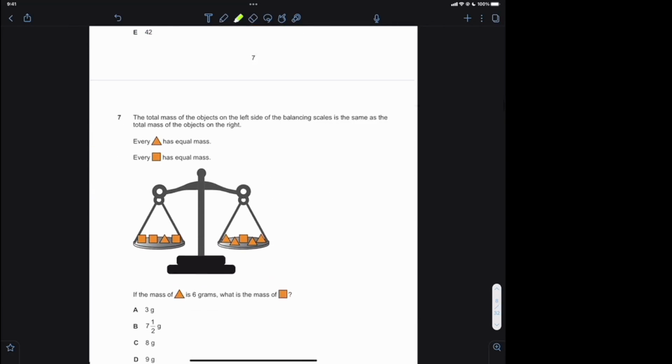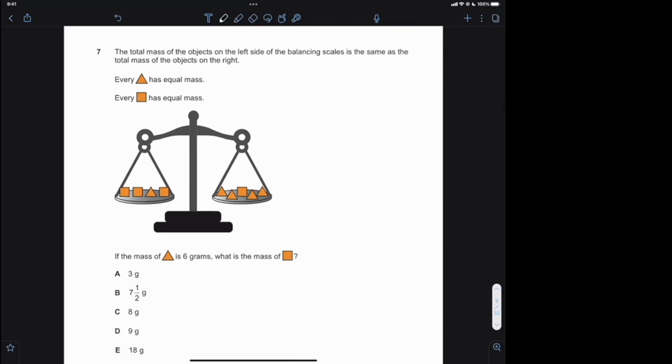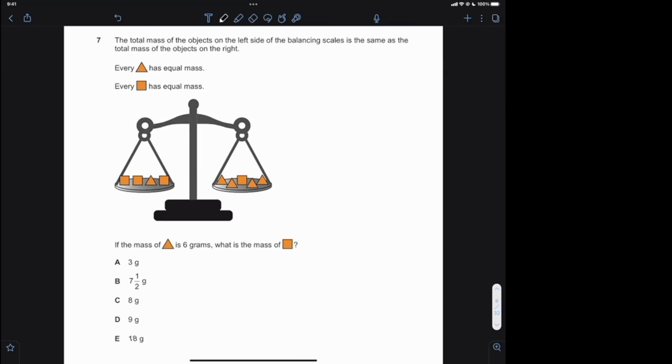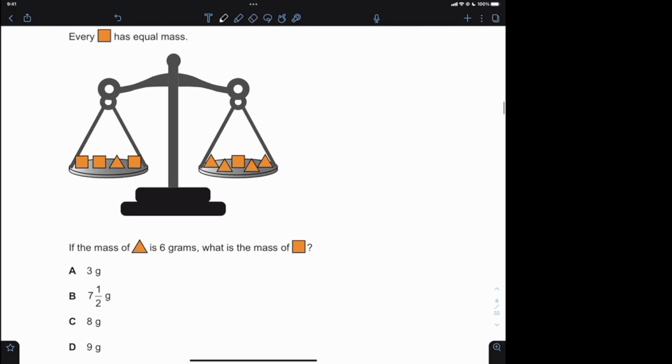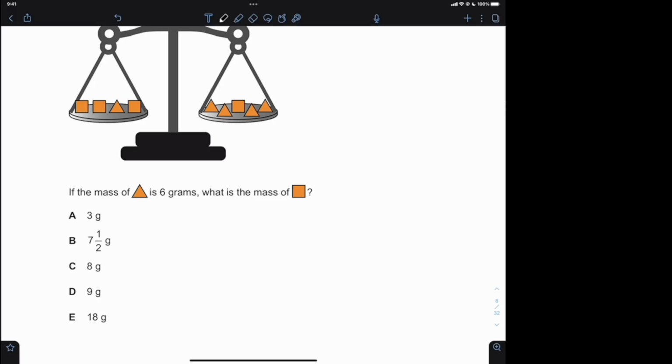Okay? Now, question 7. The total mass of the objects on the left side of the balancing scales is the same as the total mass of the objects on the right. Every triangle has equal mass, and every square has equal mass. Now, if the mass of a triangle is 6 grams, what is the mass of a square?